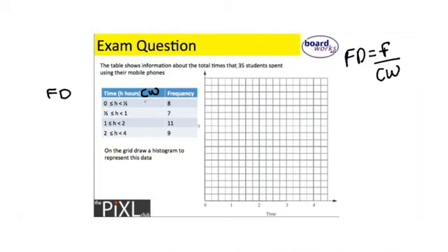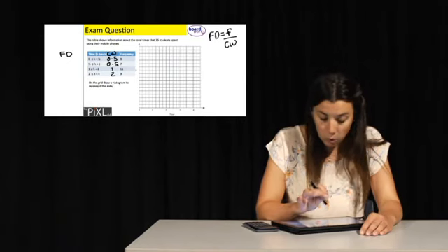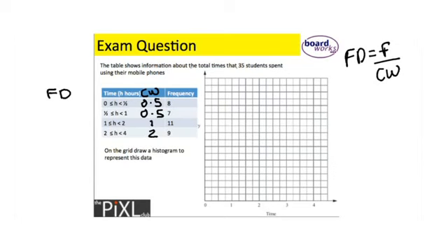The first width is 0.5, it's half an hour. Our second one is also 0.5. Our third one is 1 hour, and our fourth interval is 2 hours. By writing those down, you know exactly what you're calculating. So our first frequency density is our frequency 8 divided by 0.5. 8 divided by 0.5 is 16. Our second is 7 divided by 0.5, which is 14.